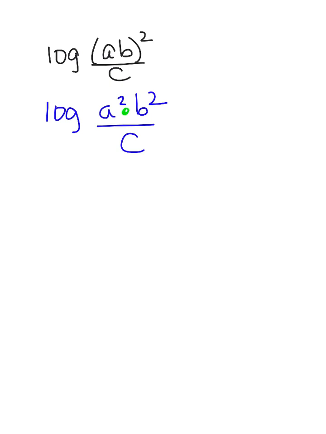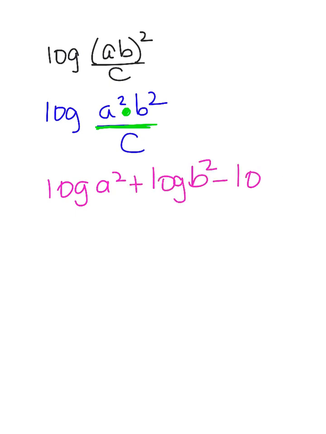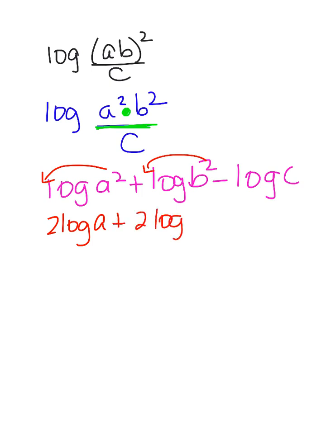So when we have multiplication, multiplication will separate the A squared and B squared with a plus, and then the division will separate with a minus. So I have log A squared plus log B squared minus log C. Sorry, not C squared, just C. All right, the rule for the exponent is it goes in front. So I have 2 log A plus 2 log B minus log C.